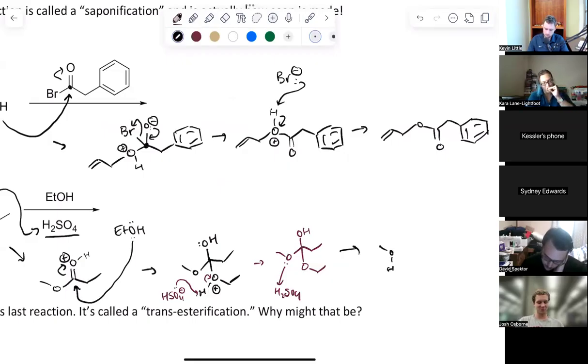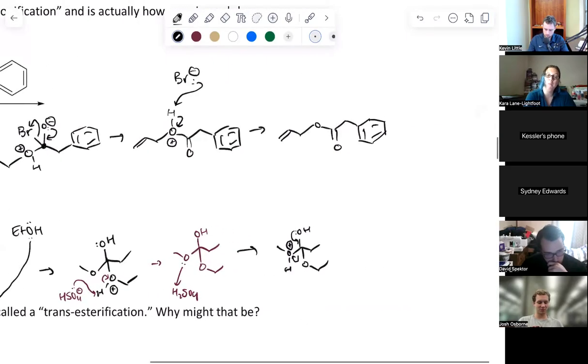So this is called a proton transfer. But why did we take the proton from this oxygen and put it onto this oxygen? It's to make that oxygen a better leaving group. We end up with this.